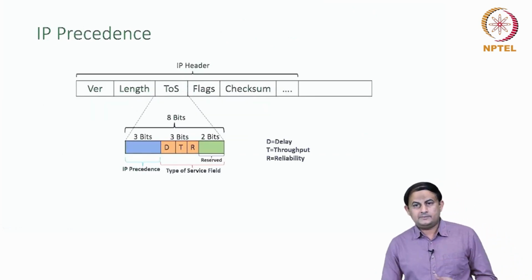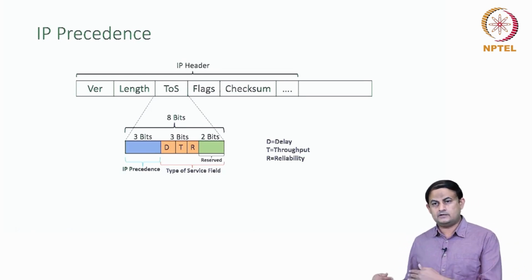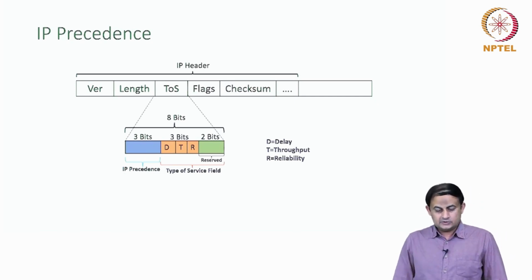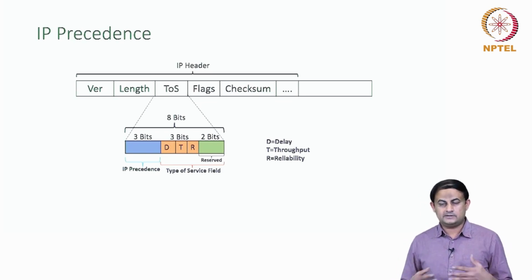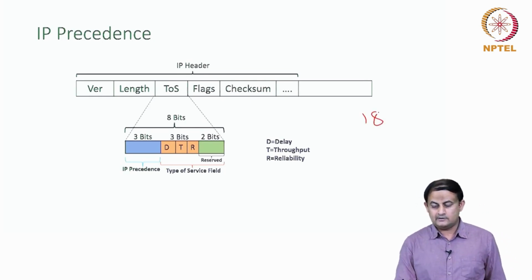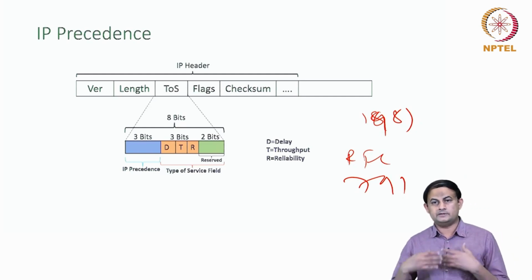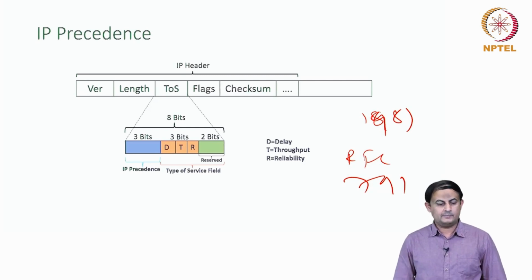Earlier I said that the differentiated service model came later, and prior to that there was something called type of service. The type of service standard was defined to provide something called precedence, called the IP precedence. Precisely in the year 1981, RFC number 791 defined this standard, providing some kind of differentiated service or quality of service to different packets.